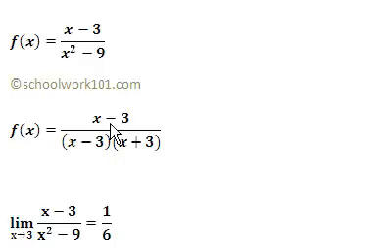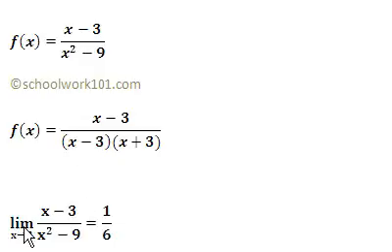Since there's an x minus 3 up here in the numerator, if I were to plug 3 into the numerator, we would get 0. And if I plug 3 into the denominator, we also get 0. So we can see right there that there is a point of discontinuity at x equals 3.